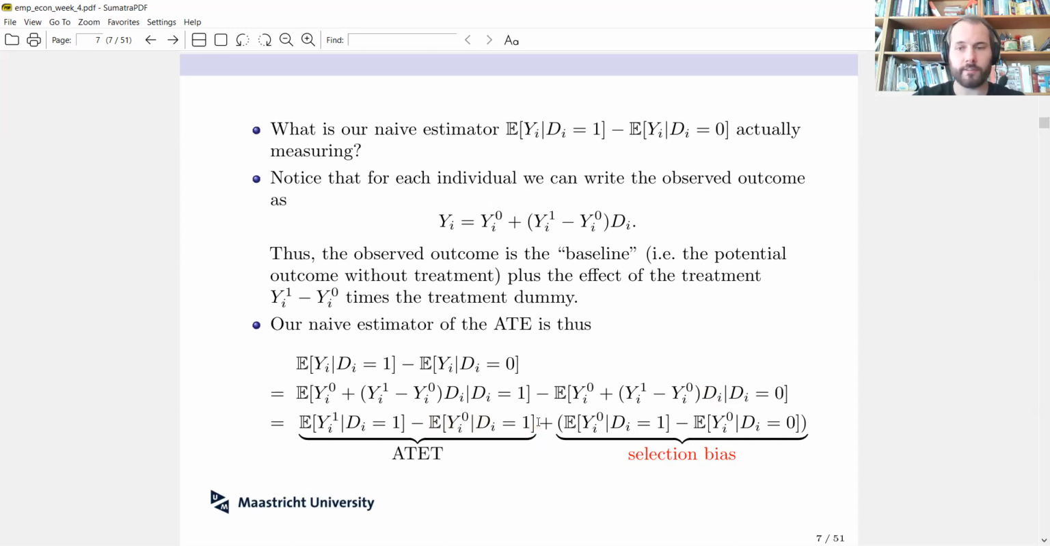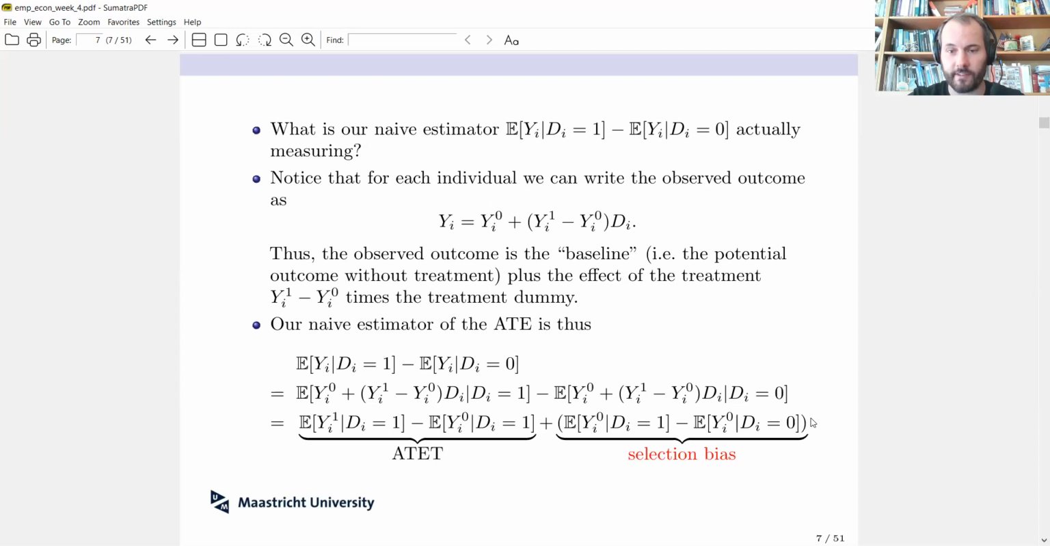Why are we doing this? Because this term is giving us something sensible. This is the average treatment effect on the treated. You see that here we have the potential outcome under treatment versus the potential outcome without treatment in the subgroup of the population where the treatment indicator is equal to 1. This is really the definition of the average treatment effect on the treated. And we see that our naive comparison gives us something sensible plus something that we don't like.